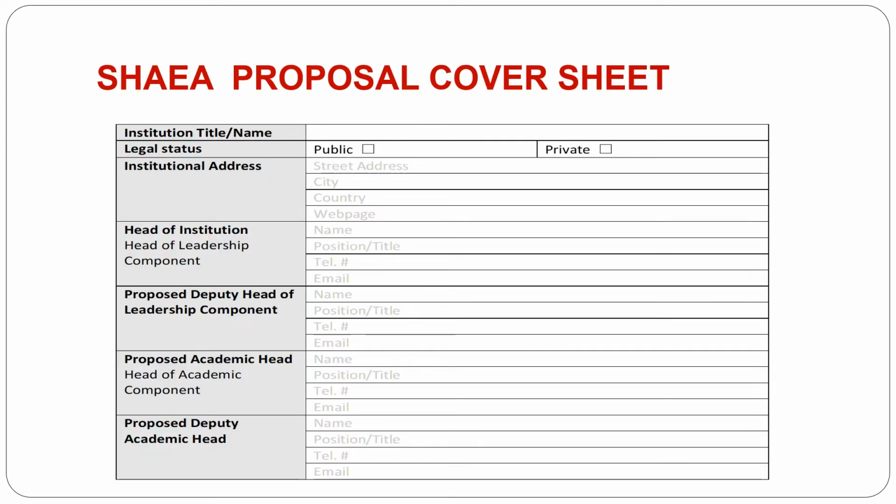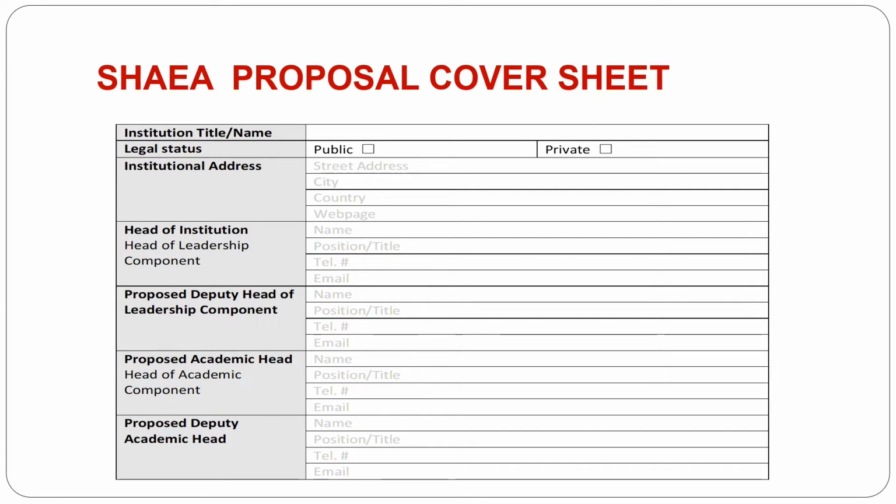So this is the first page of your proposal submission form. It should be quite straightforward how to use it, so I won't spend much time here. Of course, when we say head of institution, we mean the vice chancellor or the rector, depending on what the name is in your given institution.